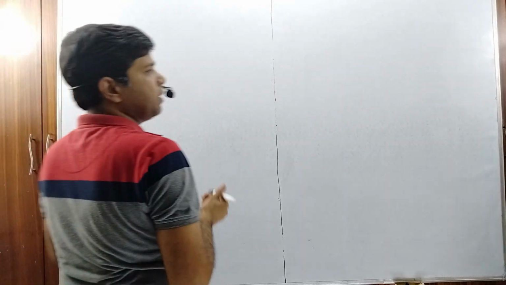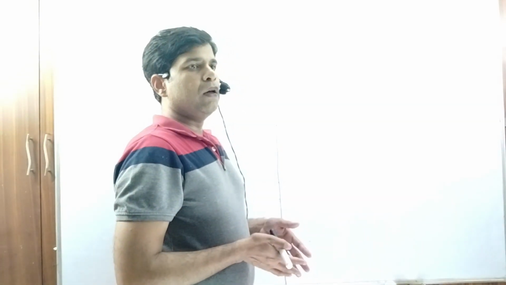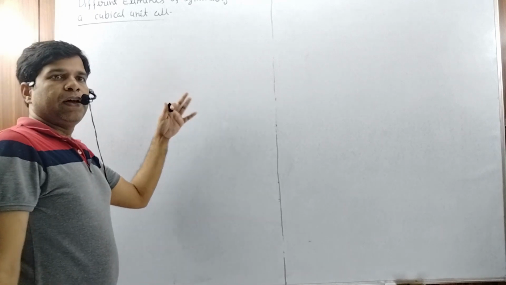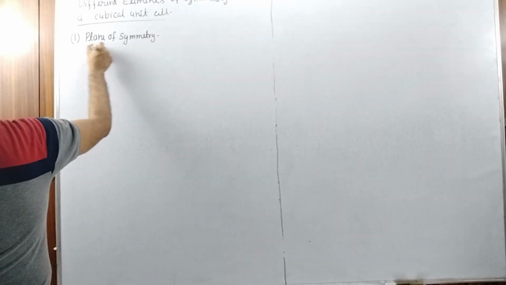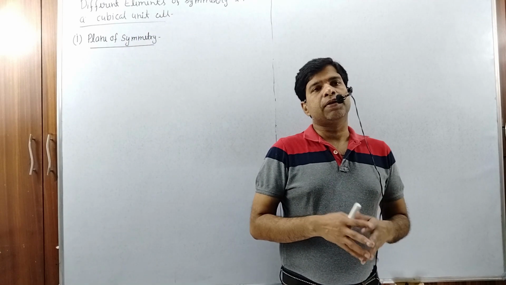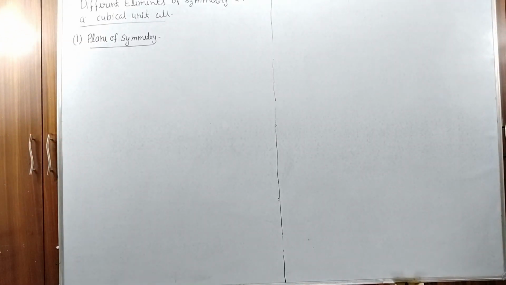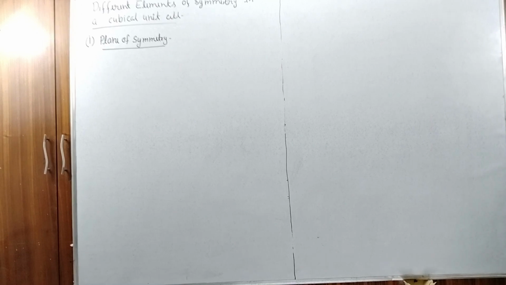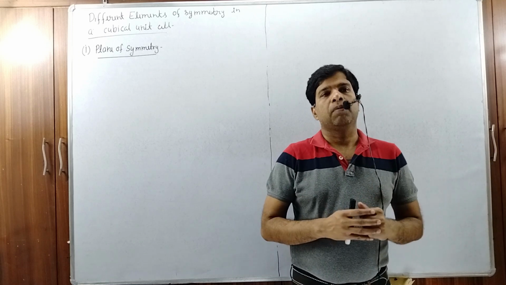Different elements of symmetry in a cubical unit cell. Different elements of symmetry are very easy things. First one is the plane of symmetry. It is the imaginary plane which divides the unit cell into two equal parts. One part is the mirror image of another part.